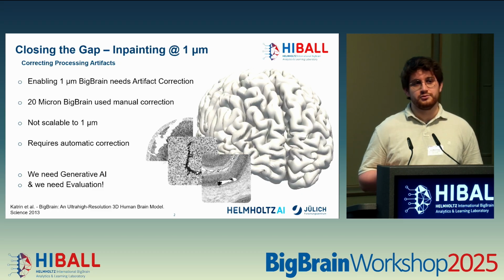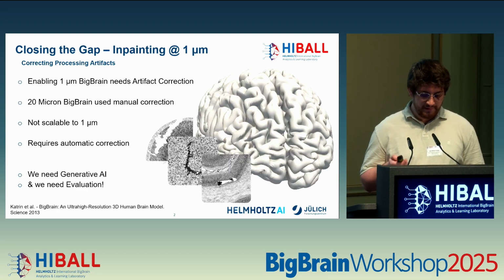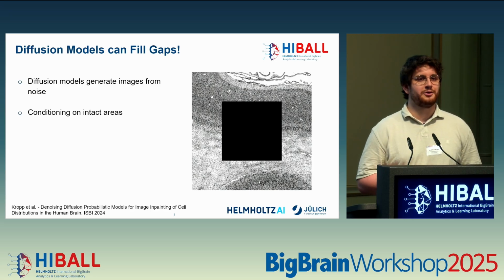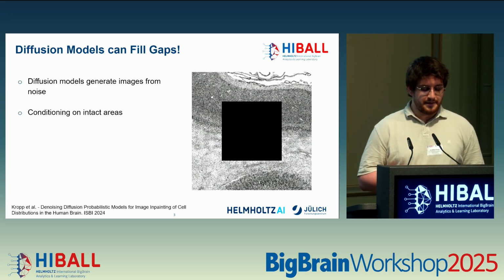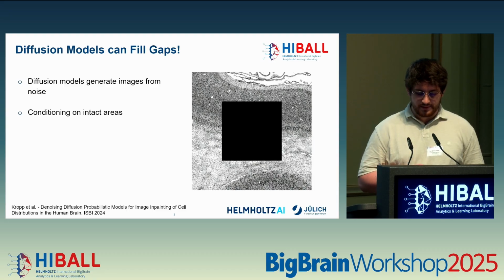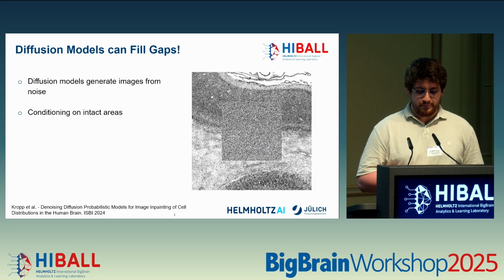And the best solution that we probably will have for this is generative AI combined with a very good evaluation method behind that. And luckily, last year we released a model that can actually fill such gaps, in this case an artificial black hole in the middle of the section, where the diffusion model generates, based on noise, conditioned on the intact areas, new tissue. And I will play the video now, then you can see this better.